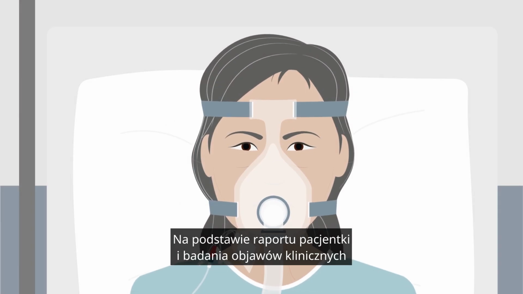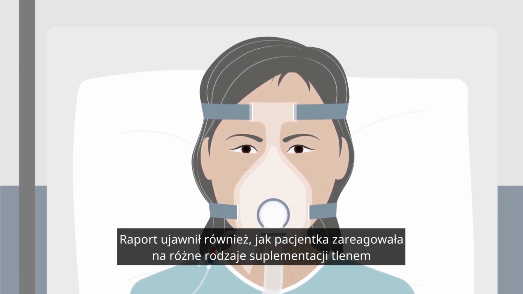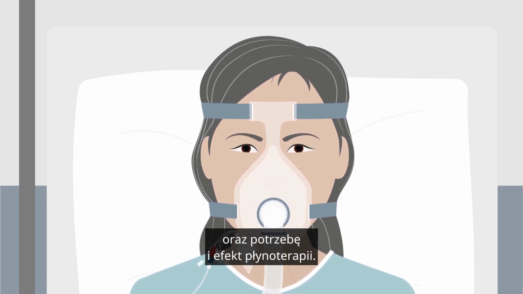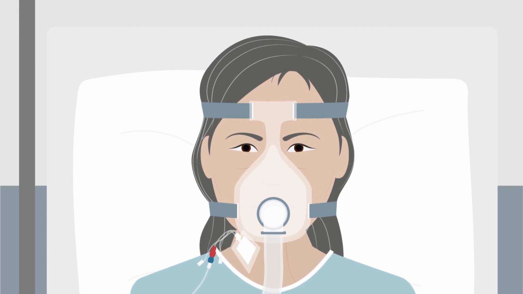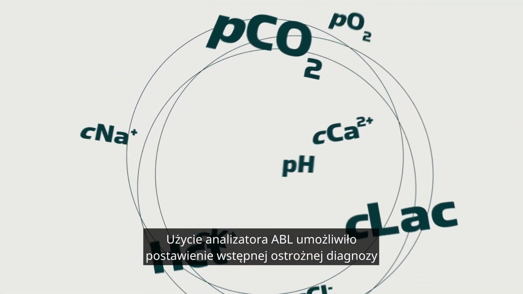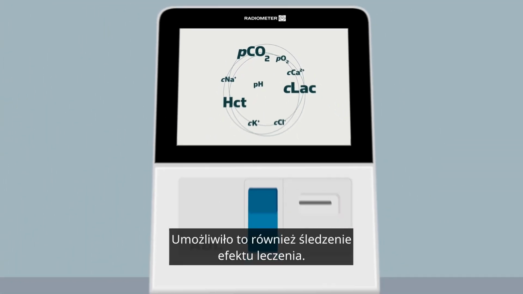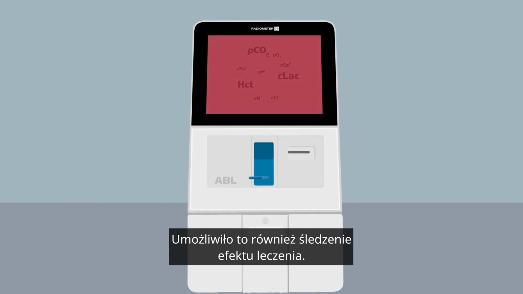Based upon the patient report and the clinical examination, it became clear that Mrs. Ting needed to be admitted to the ICU immediately. The report also revealed how she responded to different oxygen supplements and the need for and effect of the fluid therapy. Using the ABL analyzer enabled you to make an early tentative diagnosis and implement a targeted therapy. It also allowed you to follow the effect of your treatment.